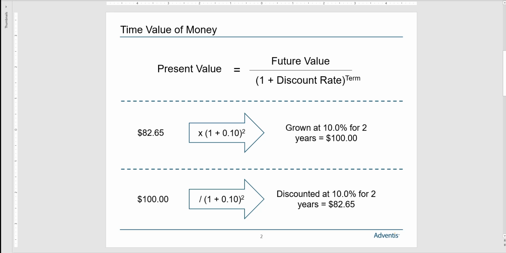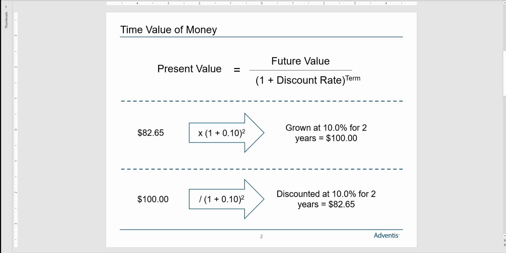Here we show the equation for time value of money, or the present value, which is equal to the future value divided by 1 plus the discount rate raised to the term or year. We need to use a discounting rate to account for the cost, which we typically do with the weighted average cost of capital, or WACC.